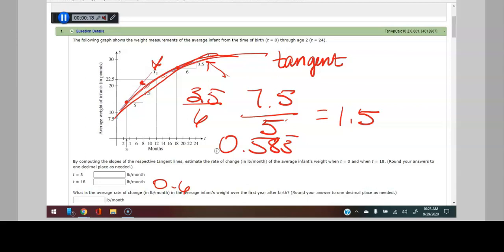Okay, so what is your average rate of change in the infant's weight over the first year after birth? So now we have this value right here, which is going to be the first year is how many months? So that's going to be 12 months over what's the change. So we go from 0 to 22.5. Okay, so we have 22.5 divided by 12 is about 2 pounds a month. Okay, 1.875. So about 2 pounds a month. That's what we're looking at. So I'm going to pause this and pull up the new problem.